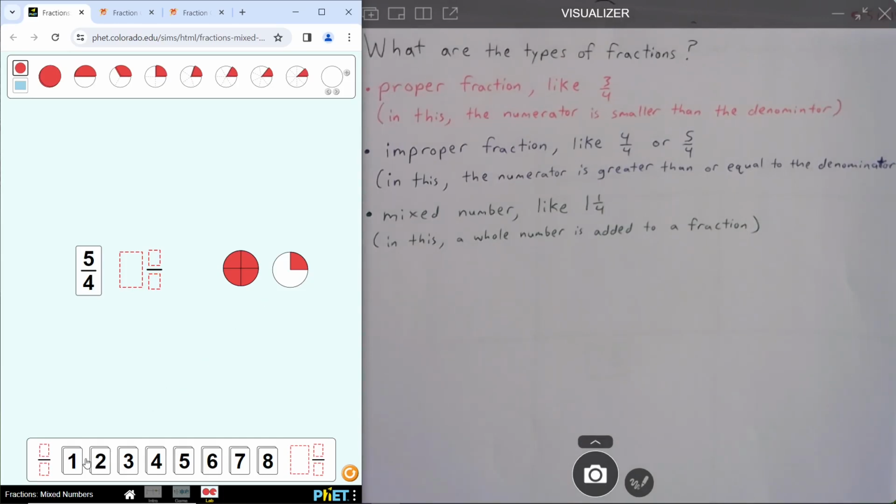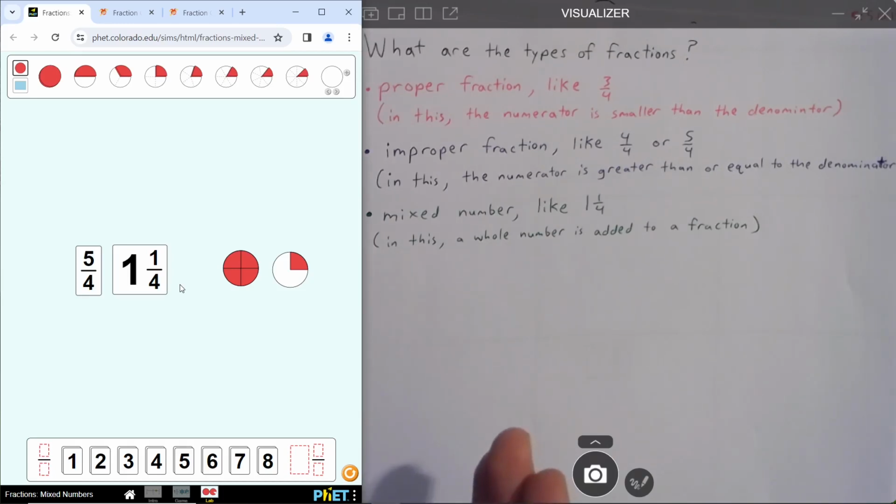In this case, 5/4 is equal to 1 whole. If you look on this circle to the left, that whole circle is filled, and then 1/4 of another circle filled in. So in other words, 5/4 equals 1 whole and 1/4. So in a mixed number, a whole number is added to a fraction, just like you saw there.